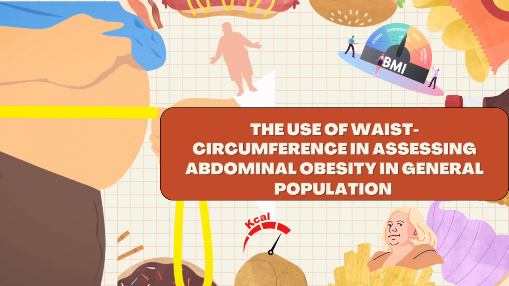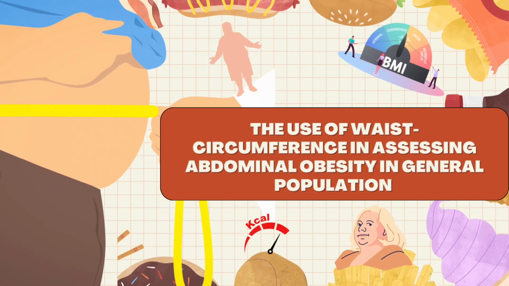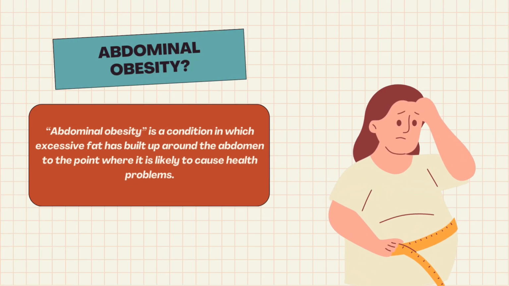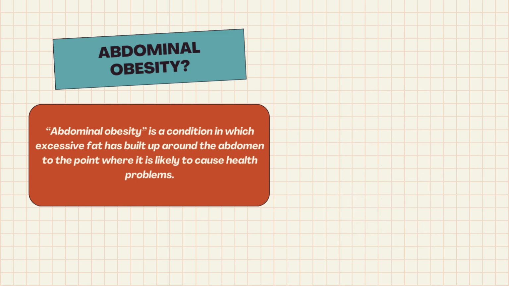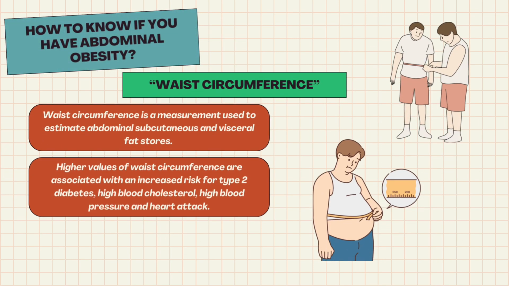Have you ever wondered if your waistline says more about your health than just your looks? Welcome to a quick but crucial look at waist circumference and its role in detecting abdominal obesity. Abdominal obesity is a condition in which excessive fat has built up around the abdomen to the point where it is likely to cause health problems.